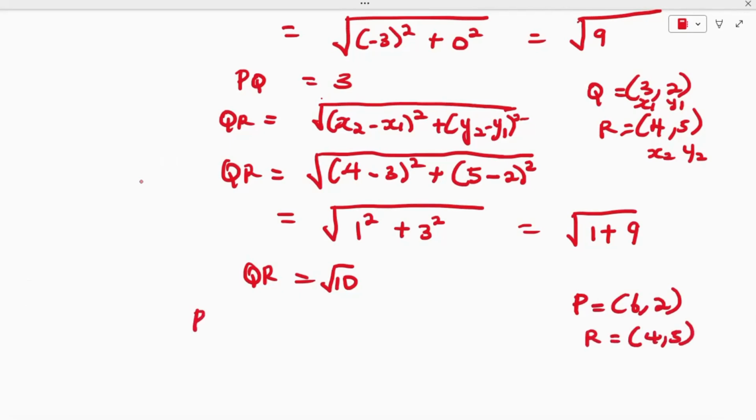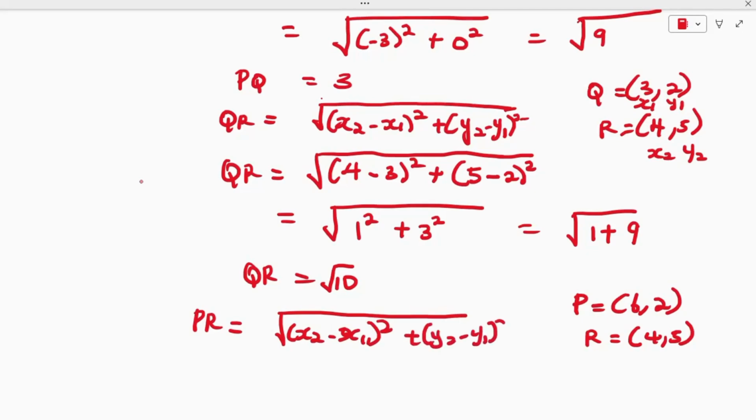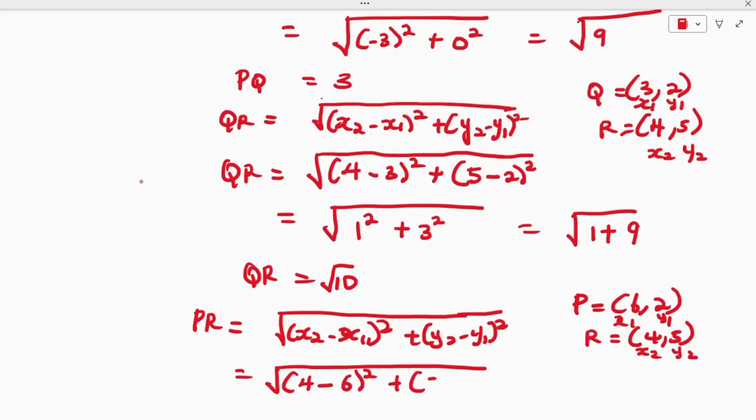So we say PR is equal to the square root of (x2 minus x1) squared plus (y2 minus y1) squared. So this is equal to the square root of, this is x1, y1, x2, y2, so we have 4 minus 6, all squared, plus 5 minus 2, all squared. So this is equal to the square root of 4 minus 6 is minus 2, all squared, plus 5 minus 2 is 3, all squared.